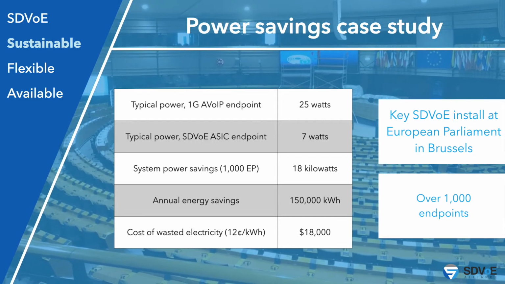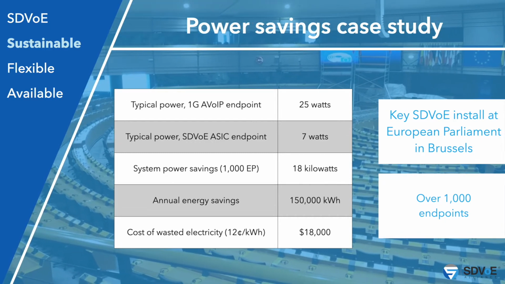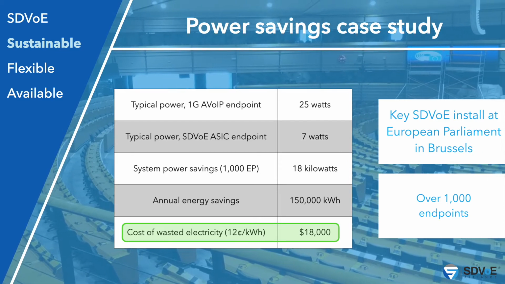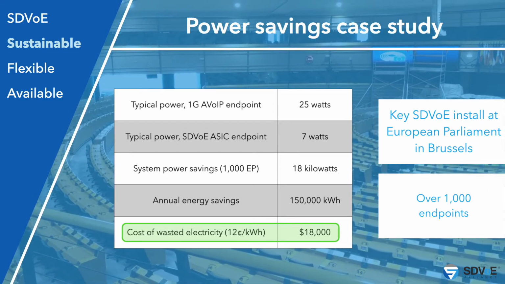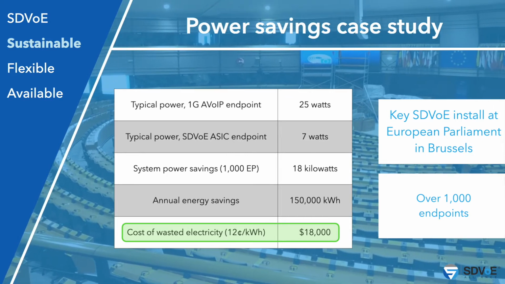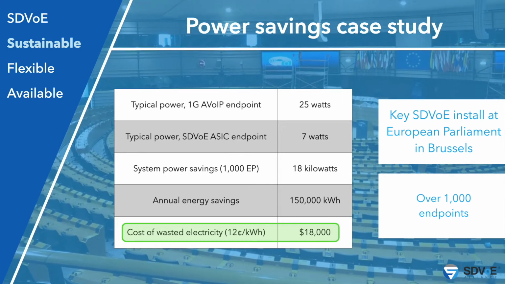Now then I went and looked up, how much does electricity cost in Belgium? I got a website right here if you want to check my math. It costs about 12 cents a kilowatt hour for commercial customers in Belgium. That's a pretty good rate. I pay more than that at home in America, where I thought energy was cheap. 12 cents a kilowatt hour comes up to $18,000 that this end user would have to pay for electricity that's not doing anything except allowing them to have a less efficient AV over IP encoder decoder.